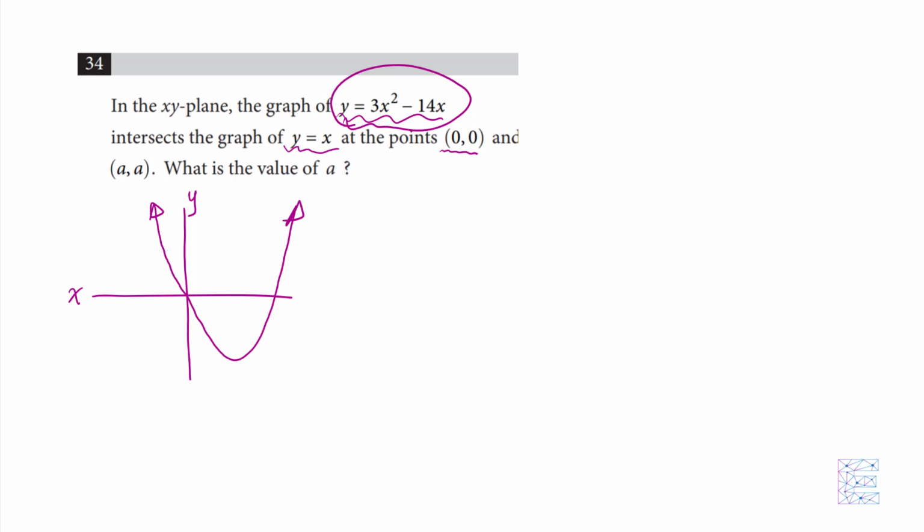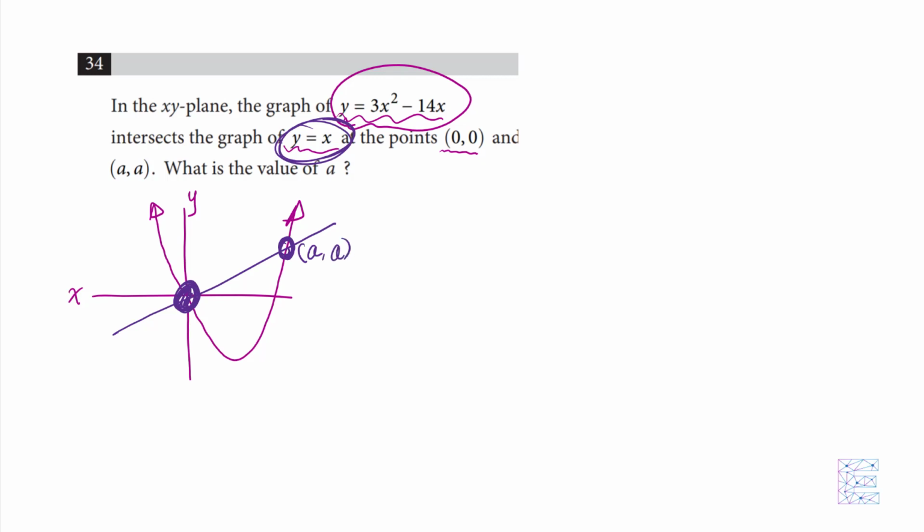And then the other piece of this is a linear function, y equals x. And it sort of looks like this. So we were given this one that they intersect at 0, 0. The question is, what is this other point where they intersect? The point that they're intersecting is being called A.